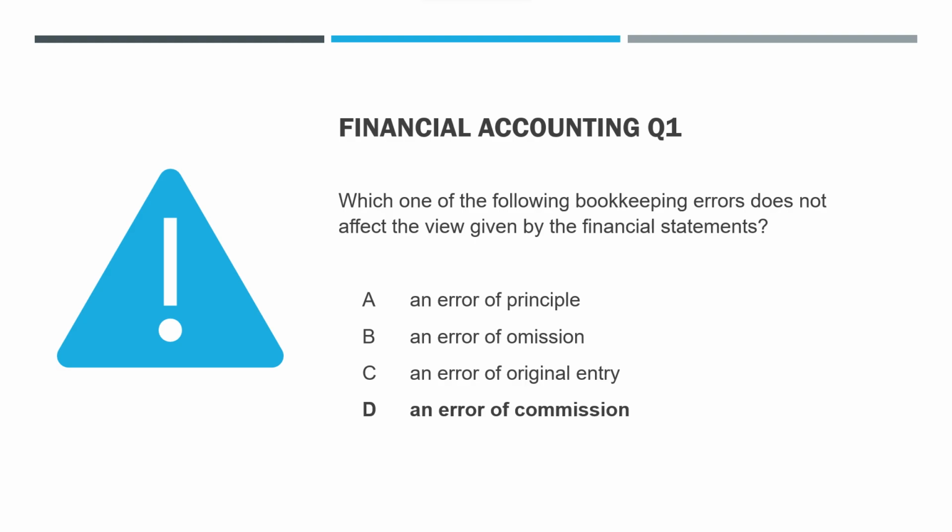So now you can say with confidence that the correct answer is option B. That is, an error of commission will not affect the position shown by the financial statements.